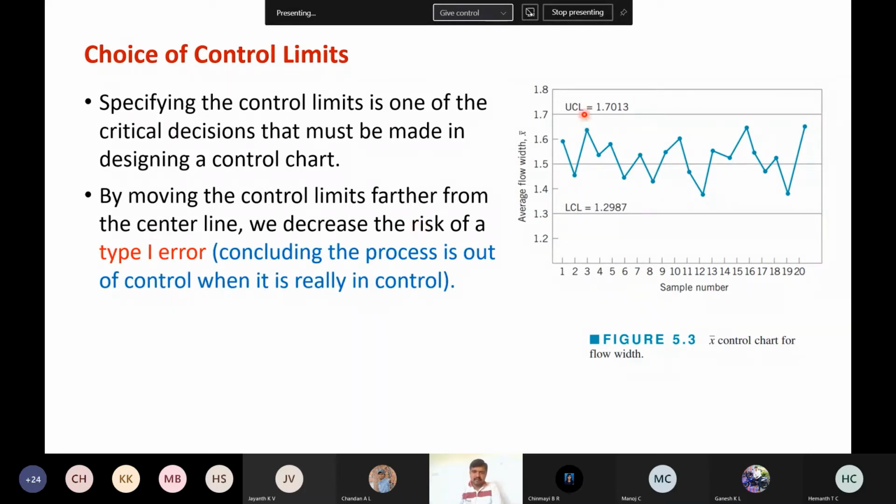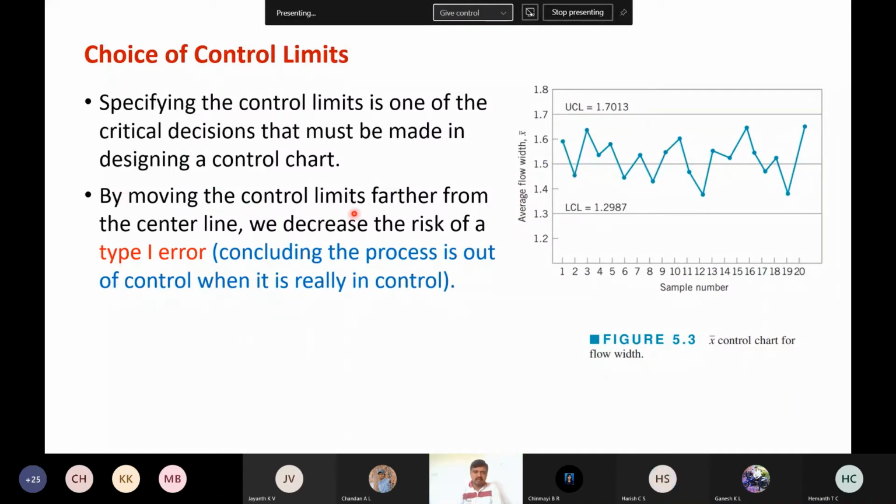So suppose if you go for widening these control limits, there is a problem. If you go for reducing the width of these control limits, again there will be one more problem. So this must be optimal. It should not be wider and it should not be narrow. Like that you have to choose control limits.